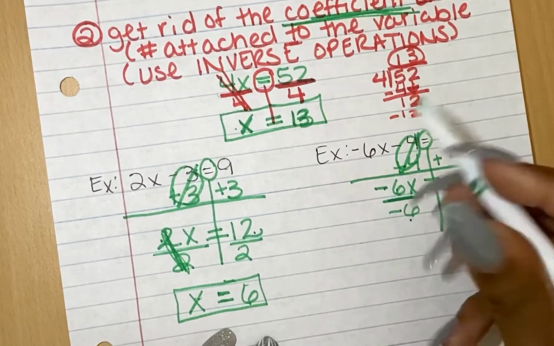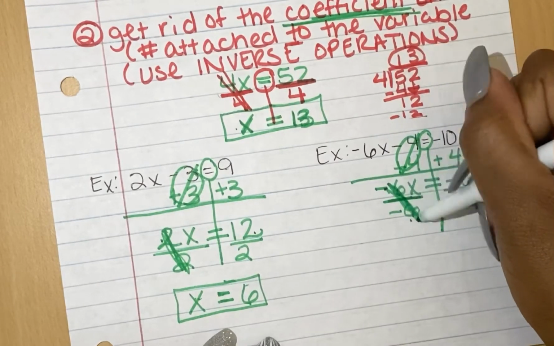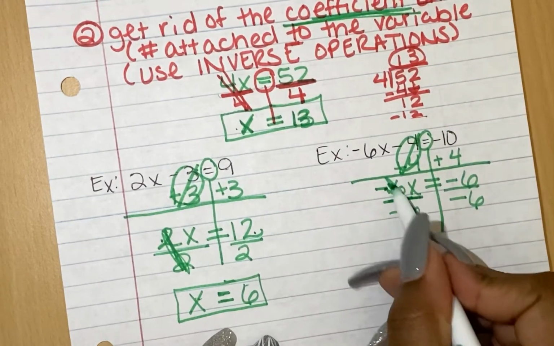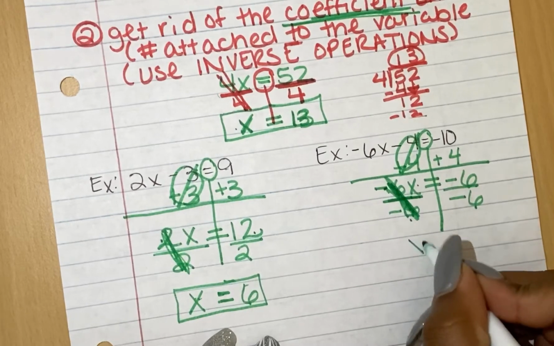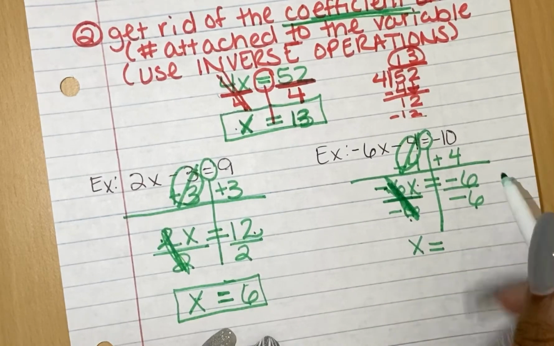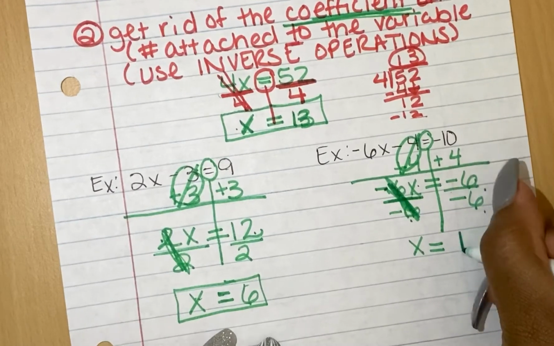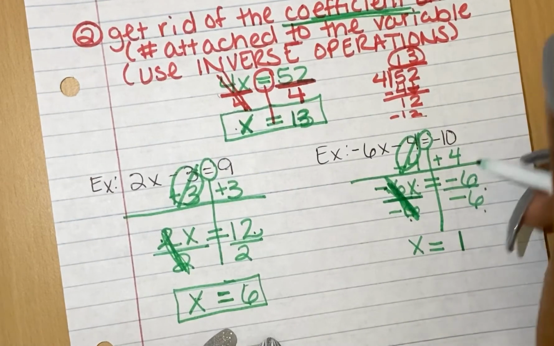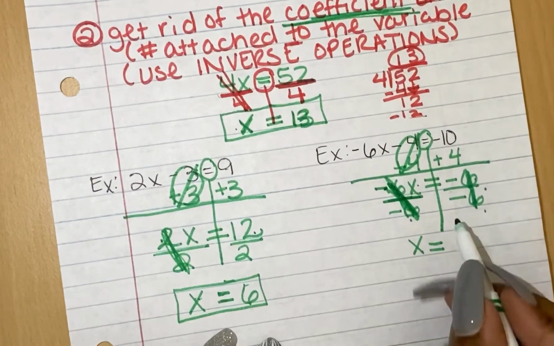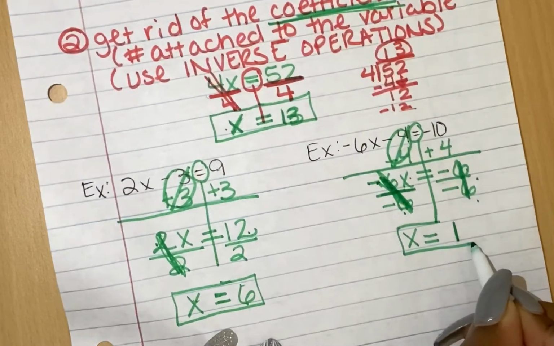Negative 6 divided by negative 6 is 1, but these two right here, they cross out, leaving me with that x right there. And like we just said, negative 6 divided by negative 6 is just plain old 1. X equals 1.